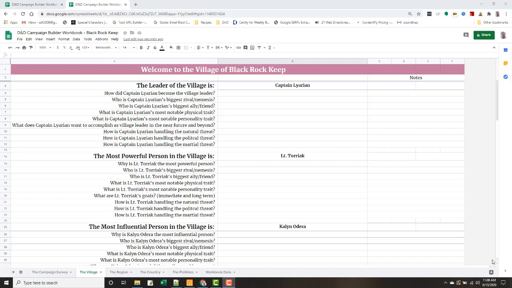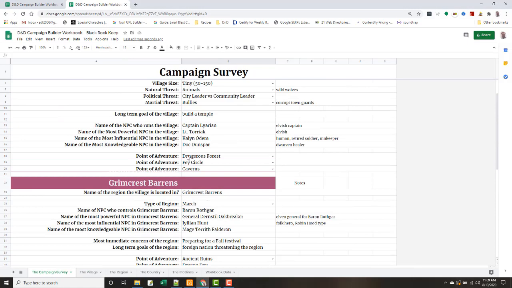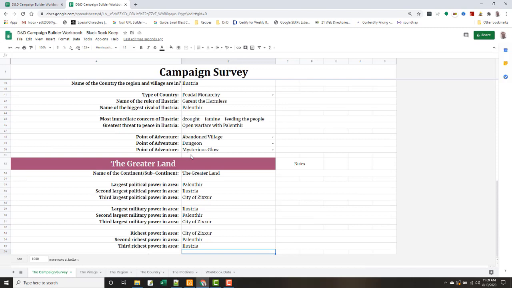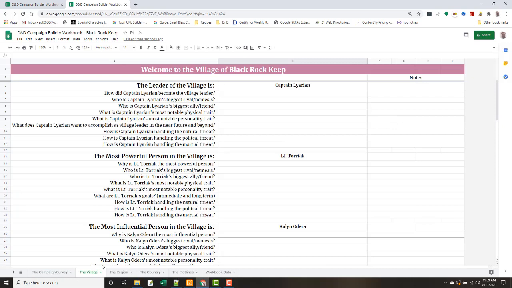Creating a brand new campaign setting from scratch. In parts one through three, we went through the campaign survey tab of the workbook and filled it out. As you can see, we collected a bunch of information, and now we are going to start adding detail, fleshing all of this out. We'll probably be spending 2 to 3 videos just on the village of Black Rock Keep. There's a lot of information here that we will want to flesh out.